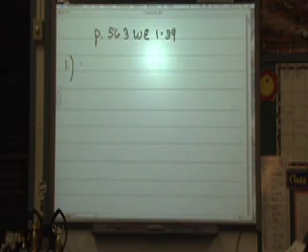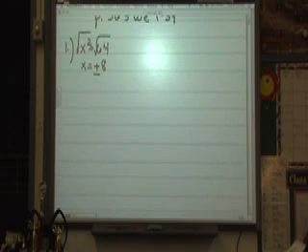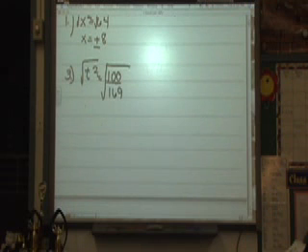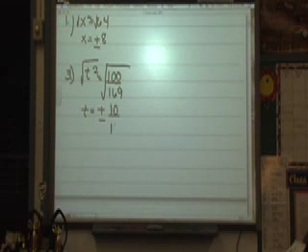Number 1, x squared equals 64. Perfect square is isolated. Take the square root of both sides. X equals positive and negative 8. Number 3, t squared equals 100 over 169. Perfect square is isolated. Take the square roots of both sides. T equals positive and negative. Square root of 100 is 10. The square root of 169, a perfect square, is 13.